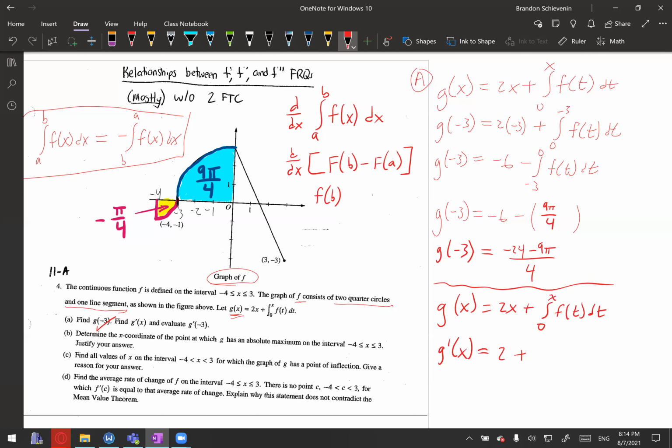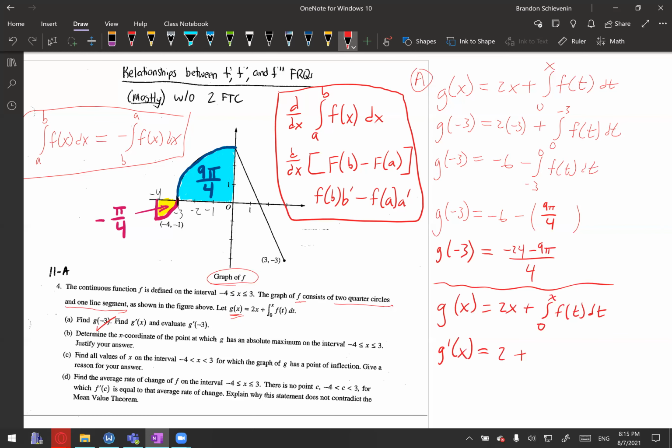But then if b was a function, I would have chain rule. So I'd have to multiply by b prime. Okay, I'd do the same thing over here. I would get f of a times a prime. So in general, if you derive an integral, you'll end up with the exact same function, but plugging in your upper bound and with chain rule. Minus the exact same function, but plugging in your lower bound with chain rule.